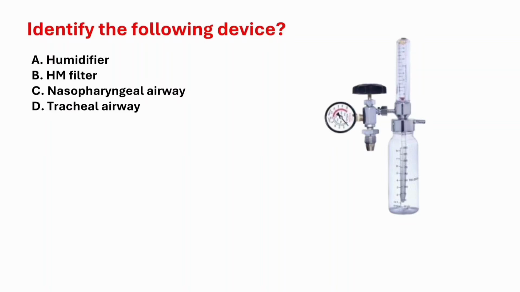Identify the following device. A. Humidifier. B. HM filter. C. Nasopharyngeal airway. D. Tracheal airway. The correct answer is A. Humidifier.